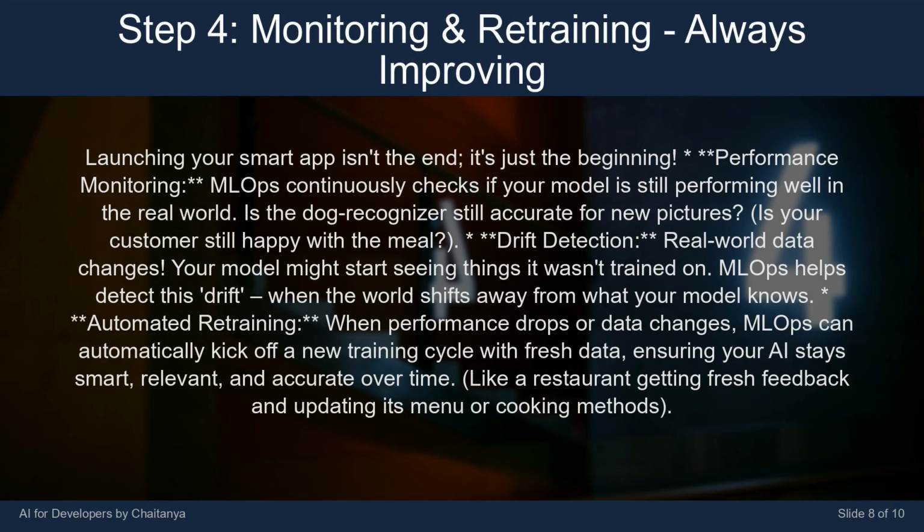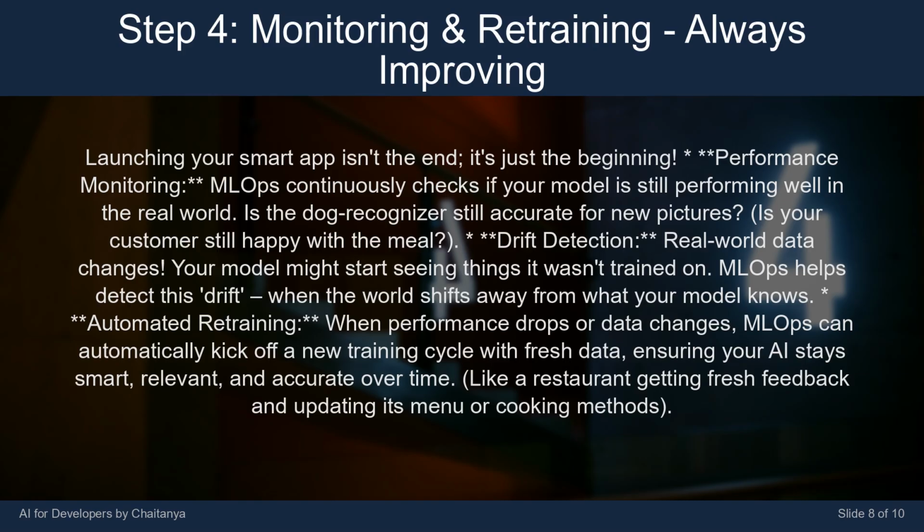Launching your smart app isn't the end. It's just the beginning. Performance monitoring. MLOps continuously checks if your model is still performing well in the real world. Is the dog recognizer still accurate for new pictures? Is your customer still happy with the meal? Drift detection. Real-world data changes. Your model might start seeing things it wasn't trained on. MLOps helps detect this drift when the world shifts away from what your model knows.